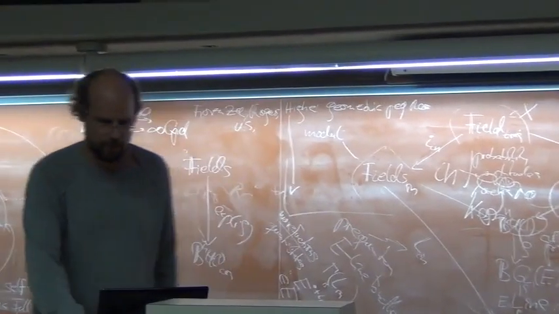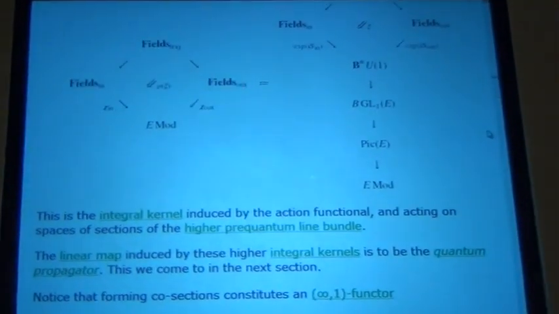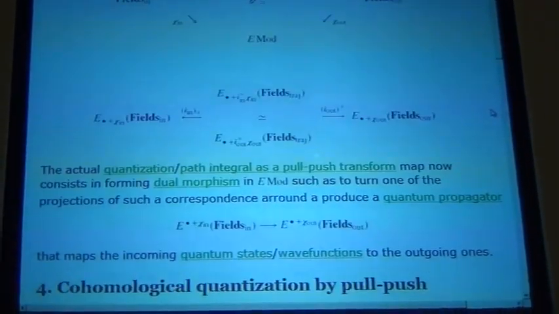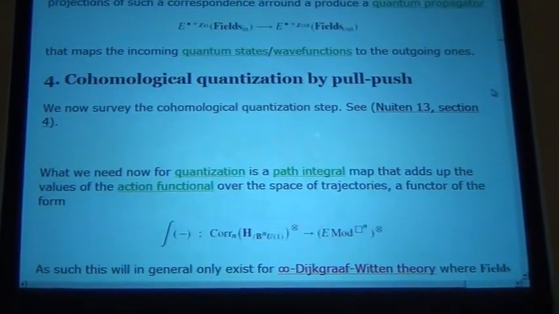So I have some details here on how the pull-push works, but I guess I'm out of time anyway, or I don't know how much time I have. But, 5 minutes. Oh, thanks.